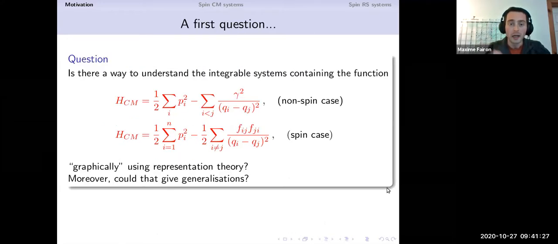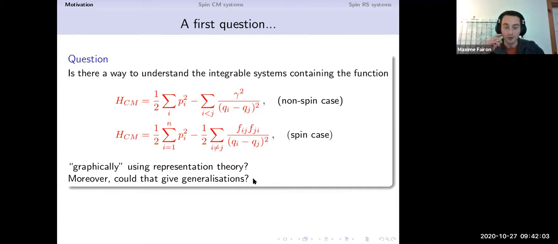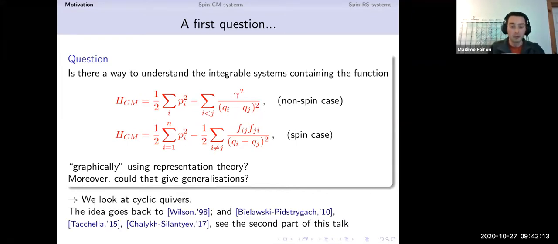Okay, so I've introduced the non-spin and the spin Calogero-Moser Hamiltonians. I've told you that these things can be put inside an integrable system. Okay, and out of the blue, let me ask the question, is there a way to understand this integrable system graphically using representation theory only? Okay, so as I said, this question comes from nowhere. So let me ask something more. Even if we don't know how to answer this question yet, can we just have more than that? And can we also have generalizations using representation theory? And the answer will be yes, because we will be looking at cyclic quivers.